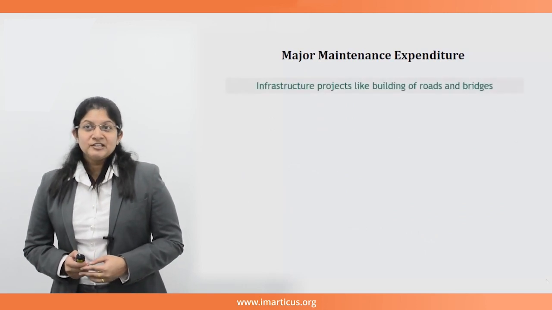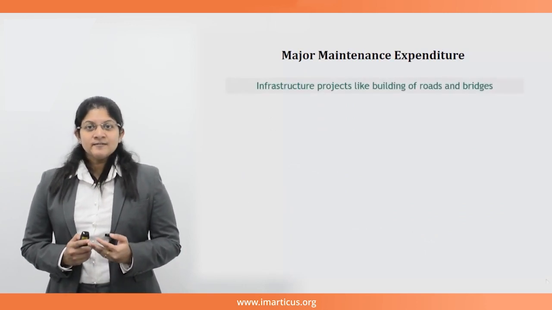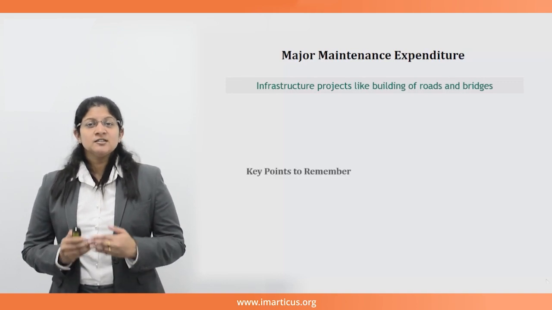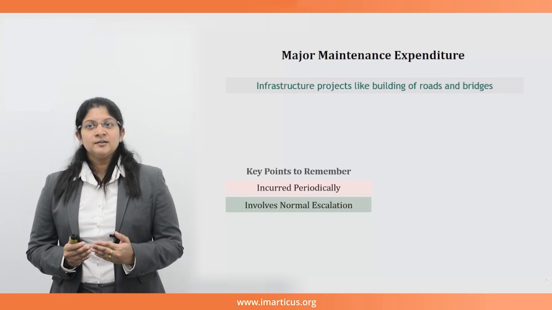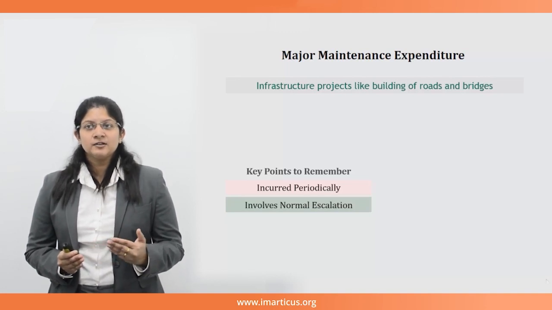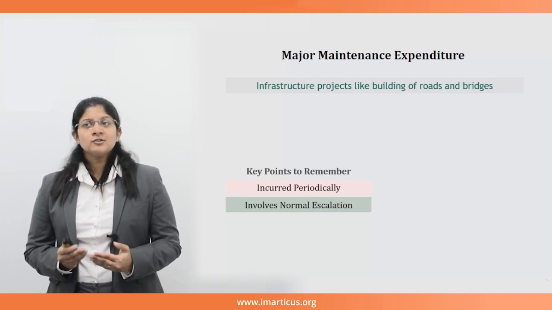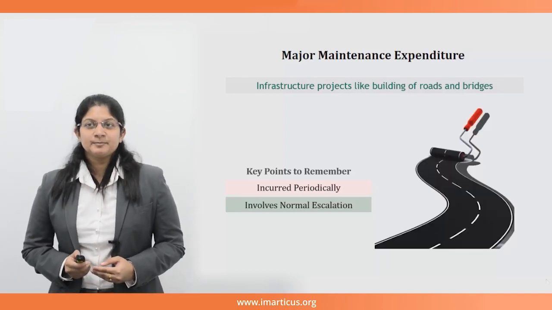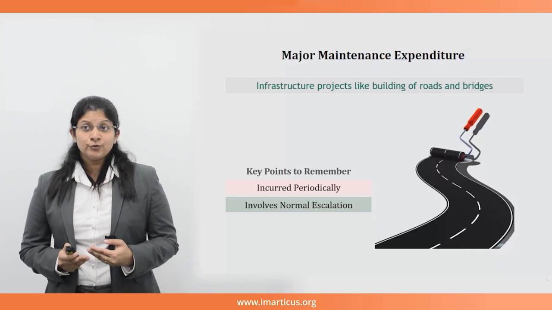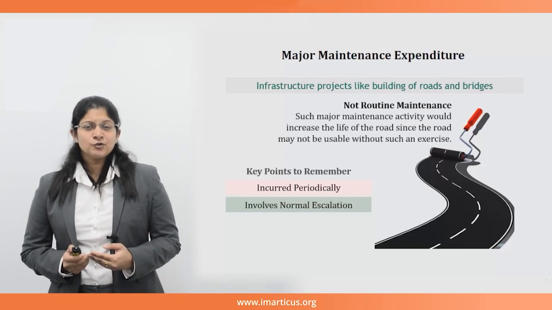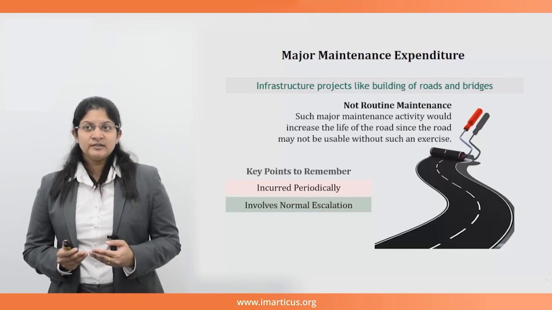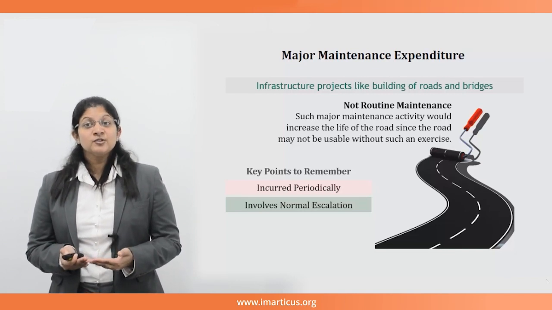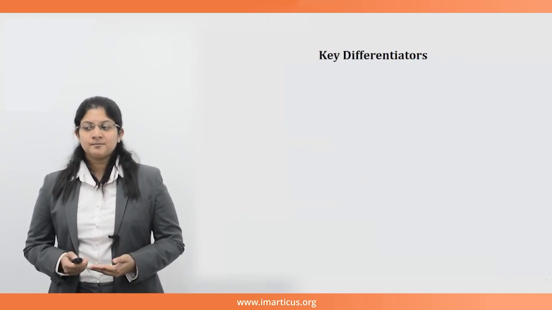Infrastructure projects like building of roads and bridges involve something known as major maintenance expenditure. This is based on a certain large amount of expense to be incurred periodically, say every 5 years or every 7 years. This would also consider some normal escalation. An example of major maintenance expense is resurfacing the tar on roads to level it. This is not routine maintenance because such major maintenance activity would increase the life of the road and the road may not be usable without such an exercise.